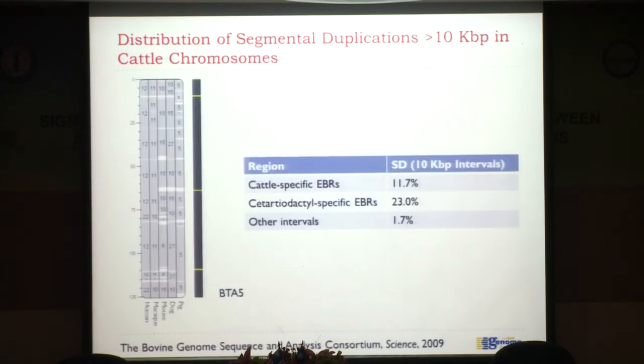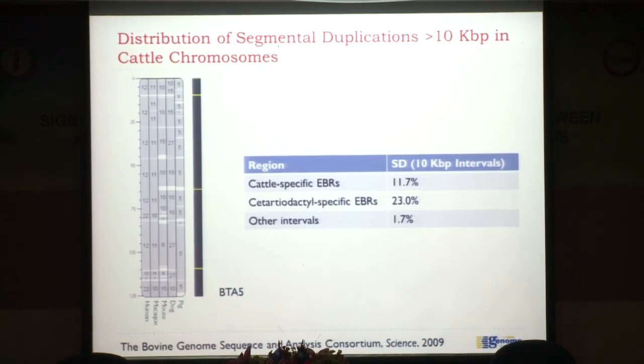Okay, now it's not just the human breakpoint. You might say, okay, you just had one reference species. What about other species? Well, when we sequenced the cattle genome and we looked in the evolutionary breakpoints of the cattle genome, we found the same thing. We found this for every genome that we've actually looked at.